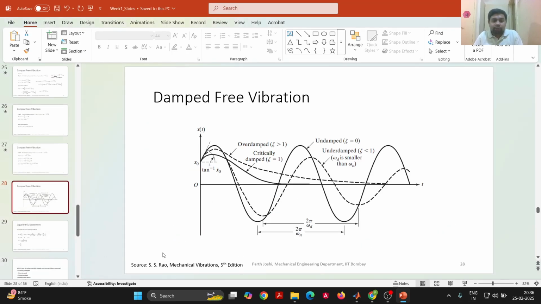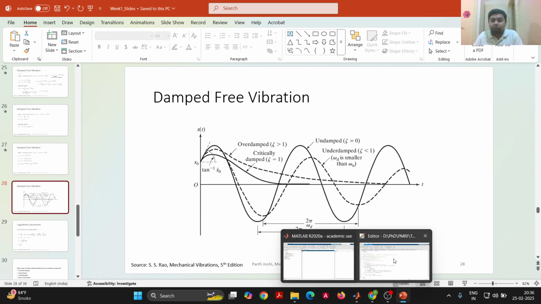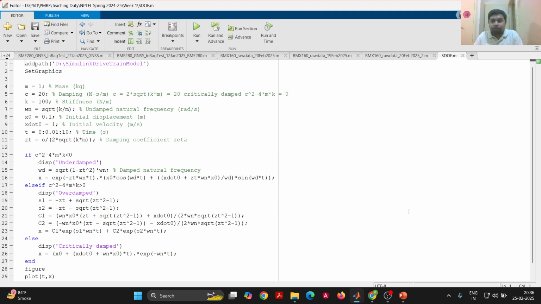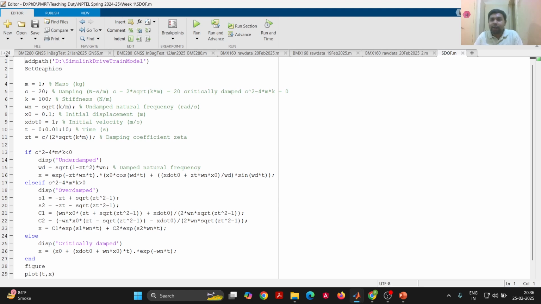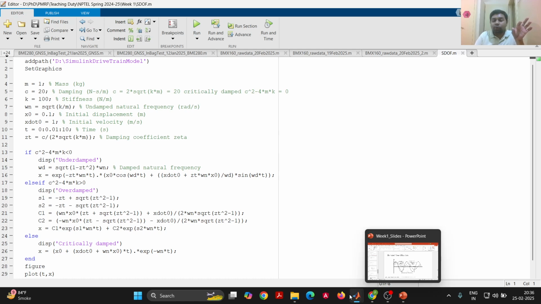So now let us go to MATLAB. Is everyone able to see the MATLAB window? Yes, sir. So this is basically the MATLAB window.